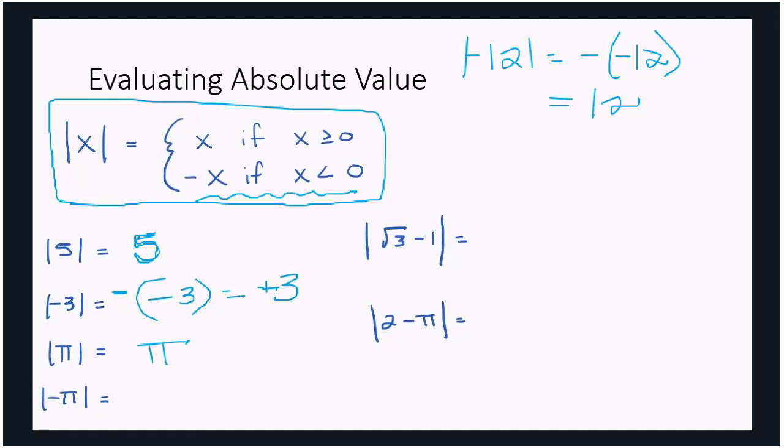In the case of negative pi, that means that we have -3.14. To find its absolute value, we're going to take the negative of negative pi, and that's going to leave us with pi. So again, not too far from what we know about positive and negative numbers. That should be okay. It's when we get into the next expressions here, like this, the square root of 3 minus 1 and 2 minus pi.